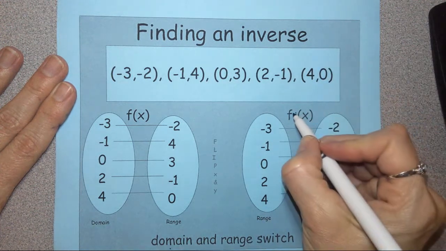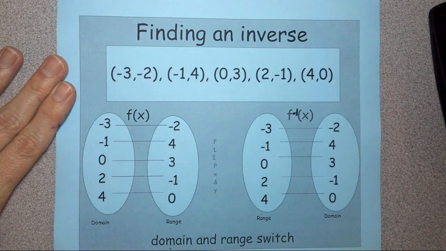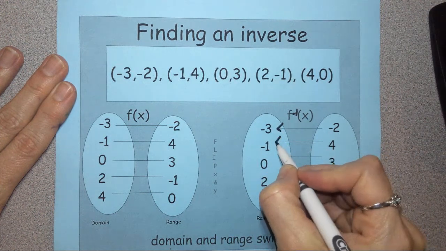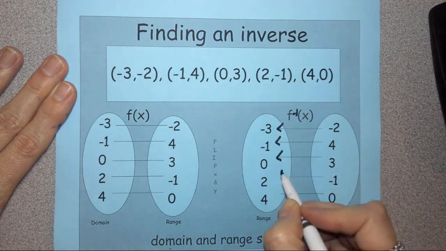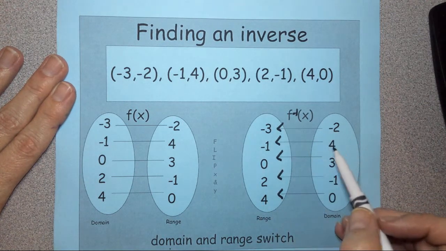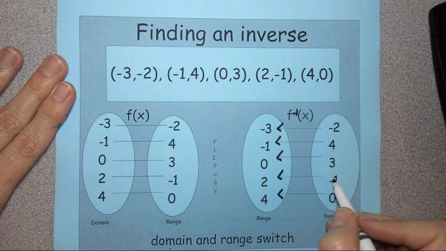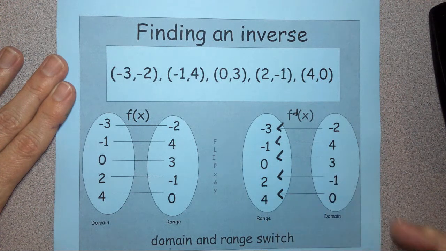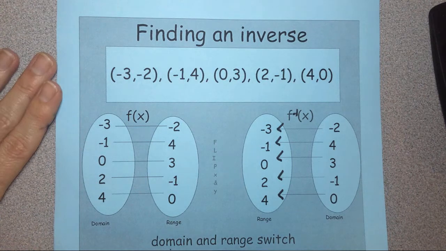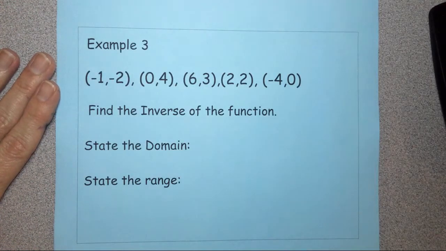So this is the notation we use for inverse. F to the -1. I'm going to take all of my range values and now I'll call them the domains. And the domains are going to map to the range. So we have -2, -3, 4, -1, 3, 0, -1, 2, and 0, 4. You simply just flip the x's and the y's when you're finding the inverse of a set of points.